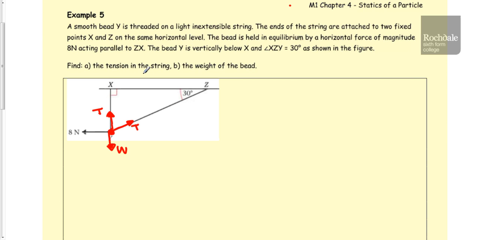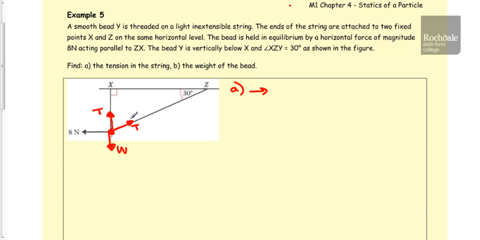So the first thing, we've got to find the tension in the string. Now, you need to make a decision about whether to resolve vertically or horizontally. I'm looking at this situation, and I'm thinking if I resolve vertically, I'm going to be involving W, the weight. We don't know W yet, that's part B. So that leads me to make the decision that I'm going to resolve horizontally.